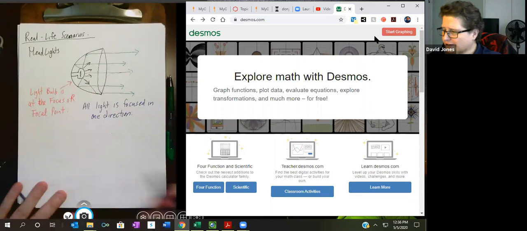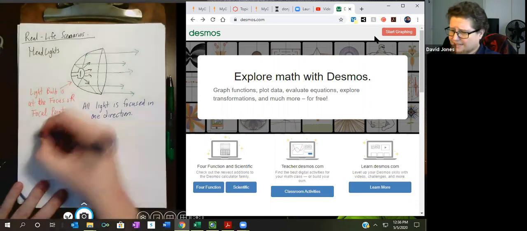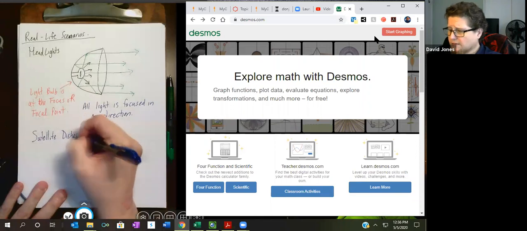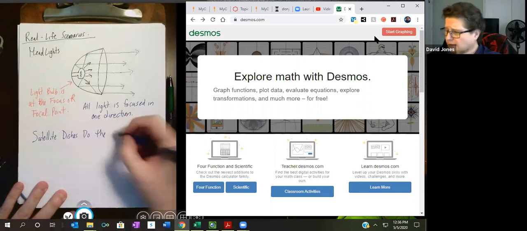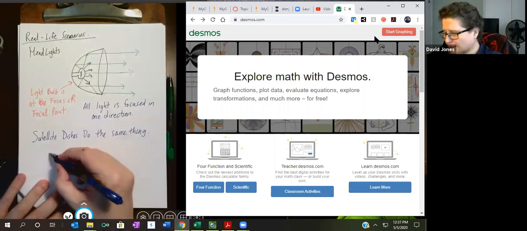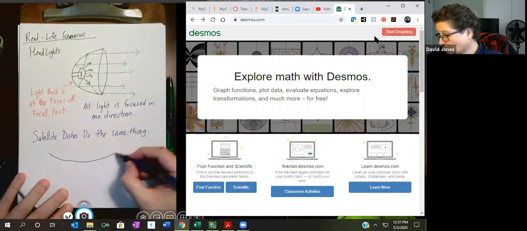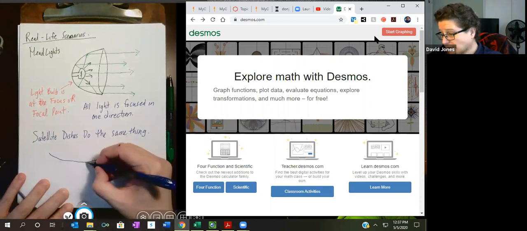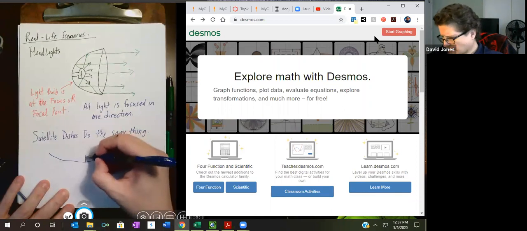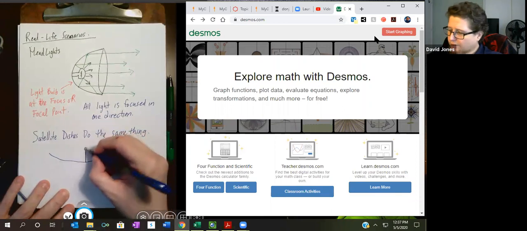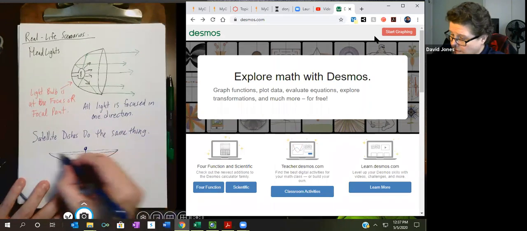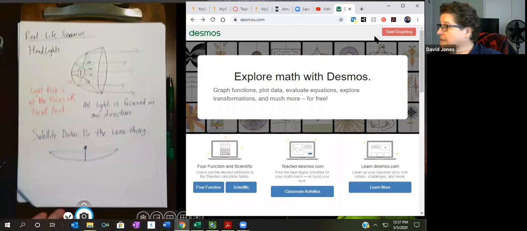Something else does a very similar thing. Satellite dishes do the same thing. They tend to be flatter though. They're, you know, much more wide like that. And it makes the receiver stick out a little bit further. Or the transmitter. Same thing.